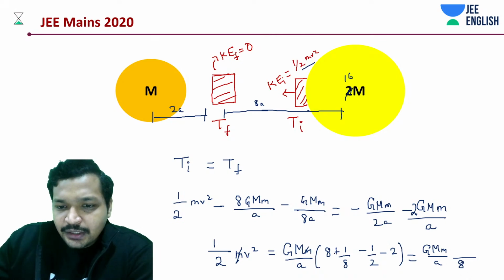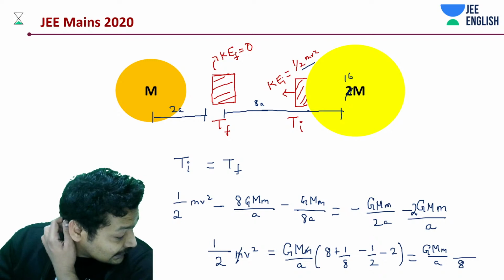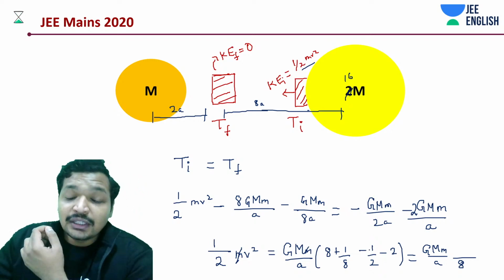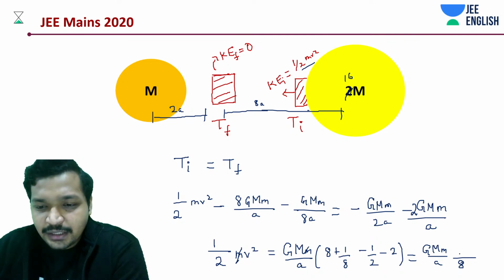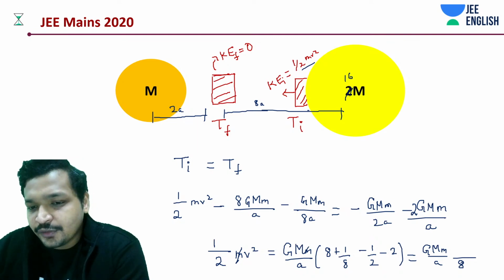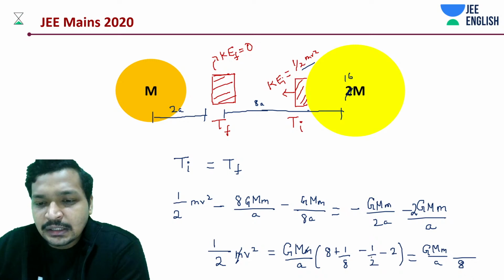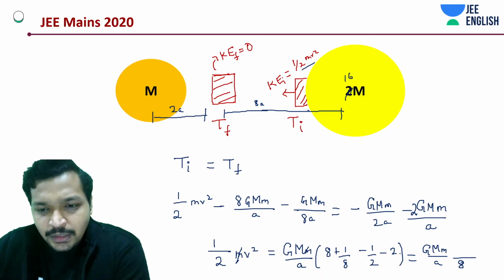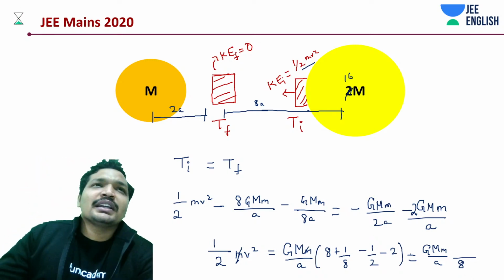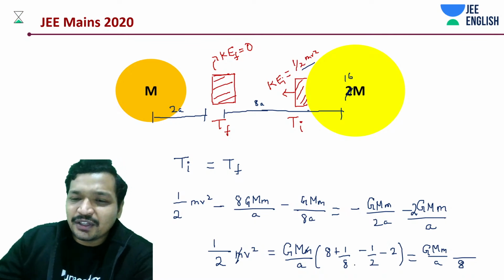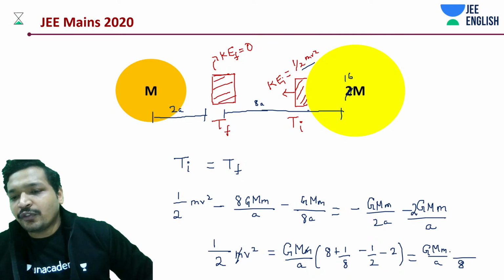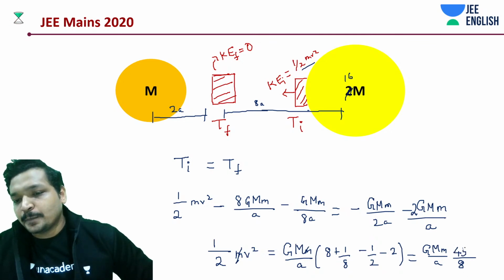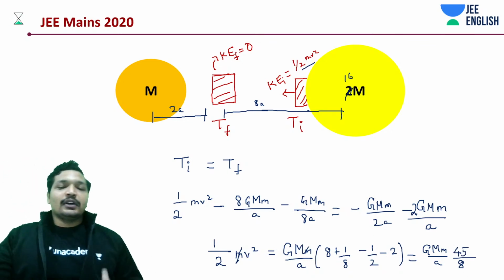Let's take it up this way. 8 8s are 64. 64 minus 16. So that would be like, anyway, I think this is where it is. 8 8s are 64. 64 minus 16. So that's going to be like 48. 48 plus 1, 49. 49 minus 4, 40. This is where it had gone wrong.